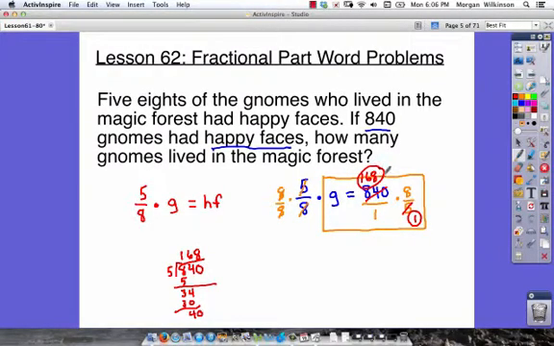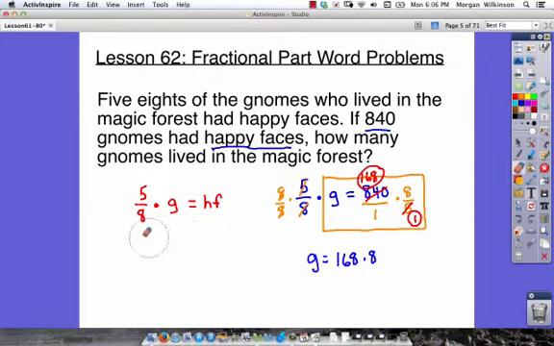Got a lot of colors today. So, G, we'll go back to blue. G is going to be equal to 168 times 8, and that's all over 1. So 168 times 8 will give us our answer. Let's go ahead and multiply. We need to erase our division here of 840 divided by 5 to have enough room. And we can go ahead and solve 168 times 8.